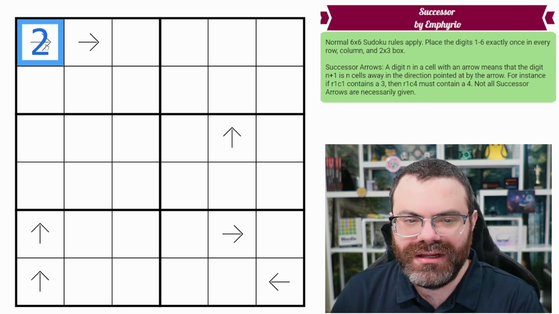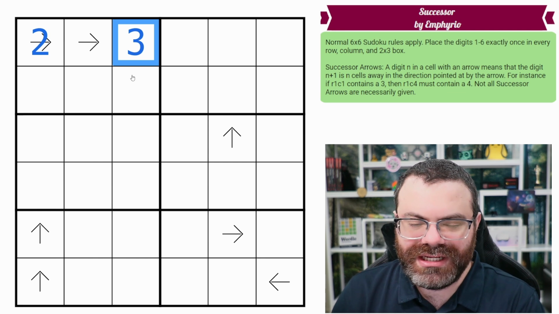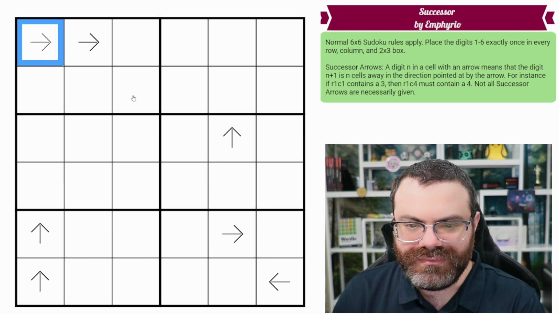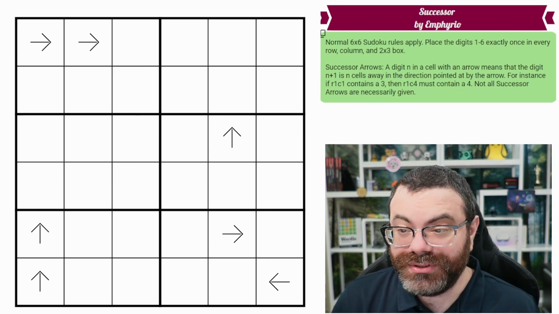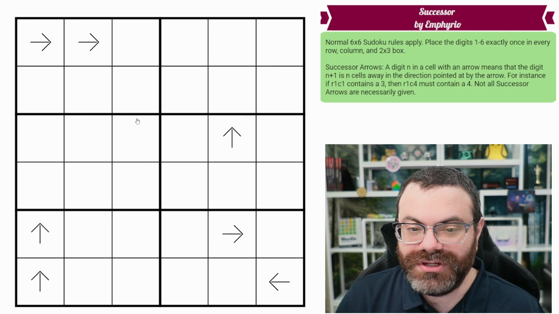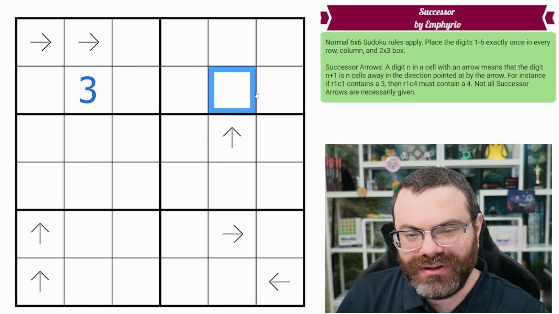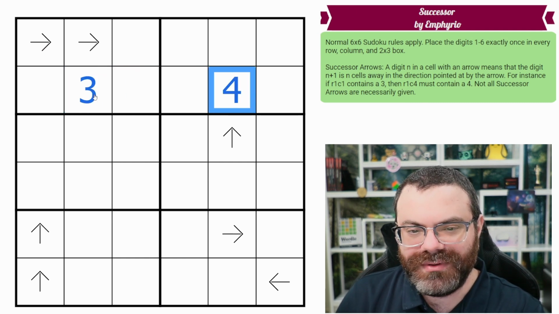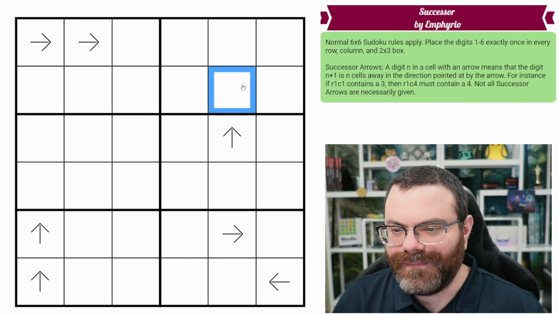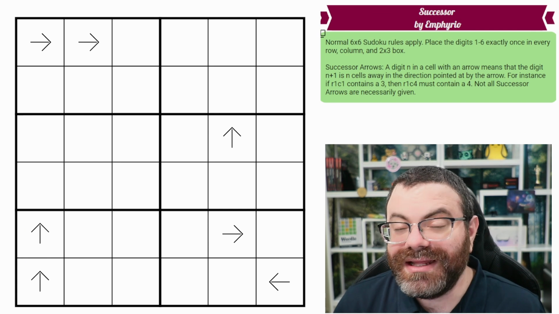Let's do another example. A 2 here would put a 3 here, because we count 2 away, and then we put the digit 1 bigger in that cell. And that's it. Those are all the rules. Not all the arrows are necessarily given, so you don't have to watch out for, oh, I put a 3 here, which means I can't put a 4 right there, because then there would be an arrow. No, you don't have to worry about any of that. It's just positive on these arrows only. And that's it. Those are the rules.